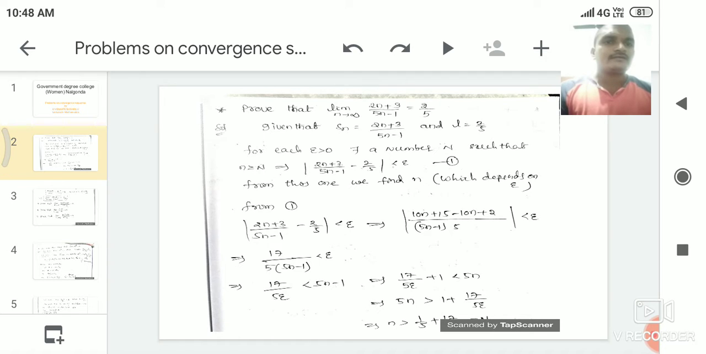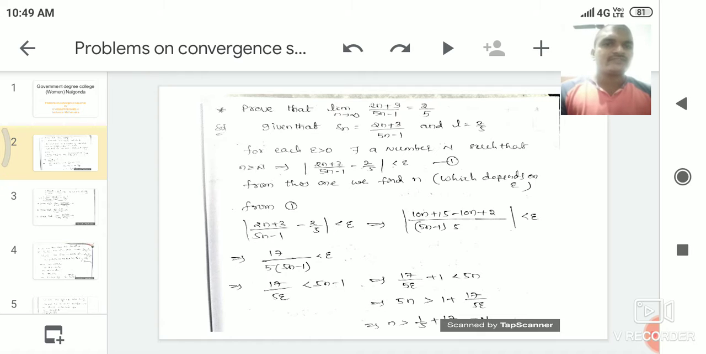In the numerator, 10n minus 10n gets cancelled, 15 plus 2 is 17, so 17 by 5 into (5n minus 1) is less than epsilon. The mod of that value is equal to 17 by 5 into (5n minus 1). Why? Because all the values of n are natural numbers, which are positive. Whether a value is positive or negative, the mod value gives a positive value only. From that, 17 by 5 epsilon is less than 5n minus 1.